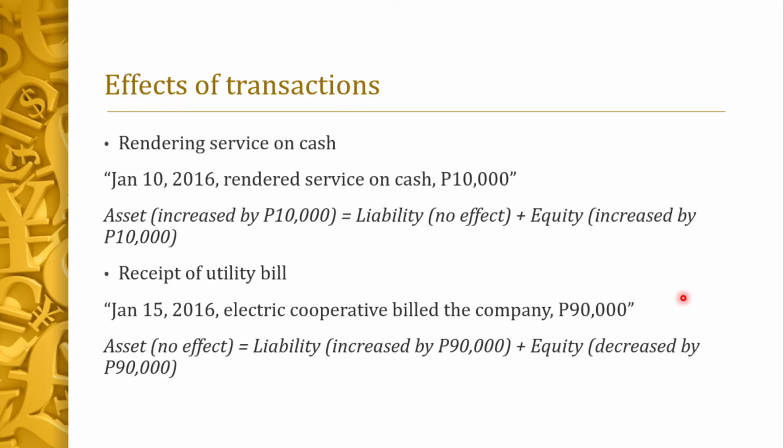Receipt of utility bill. January 15, 2016, the electric cooperative billed the company 90,000. Asset no effect. And then liability increased by 90,000, equity decreased by 90,000. The entry is utility expense, which is a negative effect on equity, decreases the equity, and then liability credited, utility payable by 90,000.